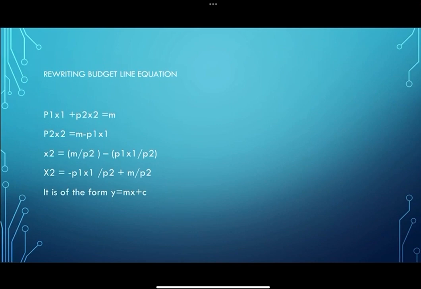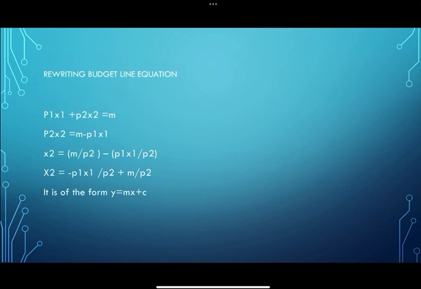If you are good in mathematics, it's very simple to do. This method is very simple and easy. If you know at least basic mathematics, you can rewrite this equation. When you transform this into the right hand side, it becomes m minus p1 x1 and p2 x2.